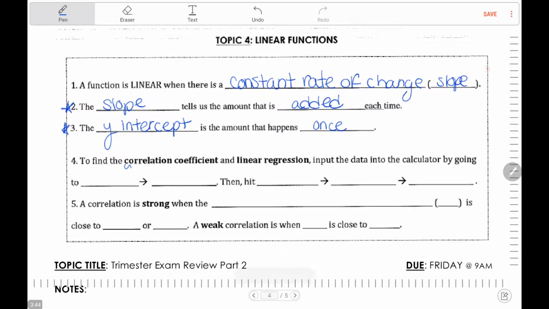We've been pros with the calculator step, but I want to make sure we remember we use that for correlation coefficient and linear regression. Those steps, just to recap, are stat, edit. Then after you type in all the numbers, we go to stat, calc, lin reg.